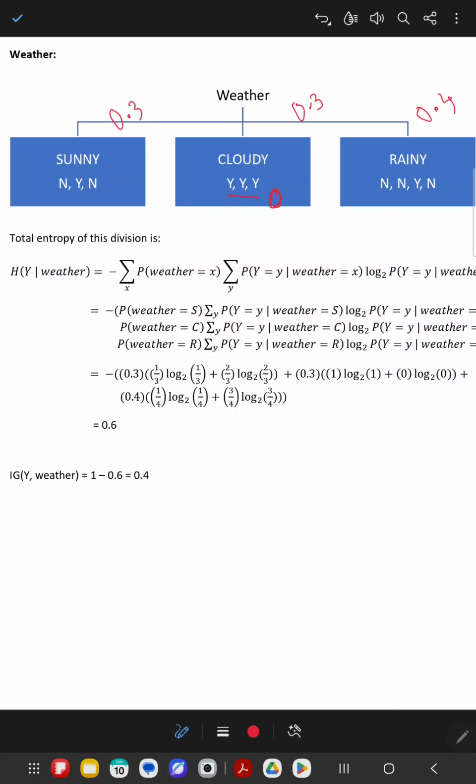Information gain: initially the data set had entropy 1. After we split on weather, the entropy was reduced to 0.6. Reduction in entropy is the gain in information. So the information gain is 0.4.